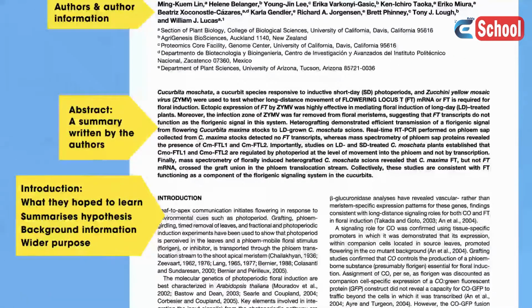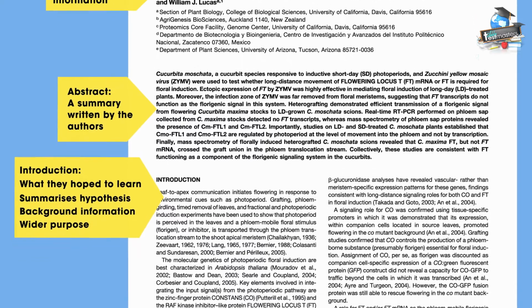Abstract. This is the second section, but is usually written last. It's a summary of the whole report, which readers can use to judge whether to read it or not. It contains the aim or objective, a brief description of the method used, the main results, and conclusions.